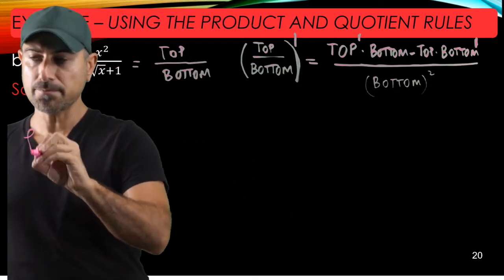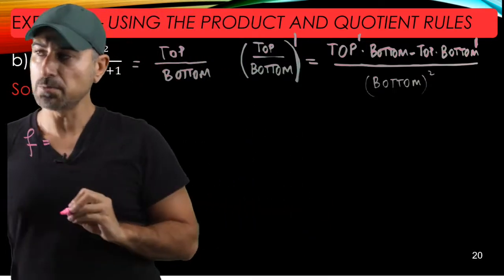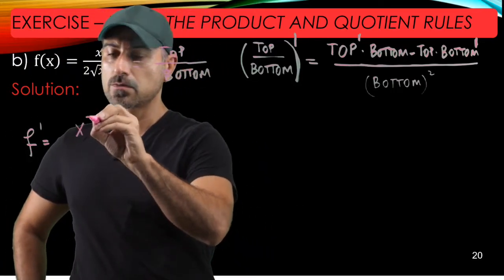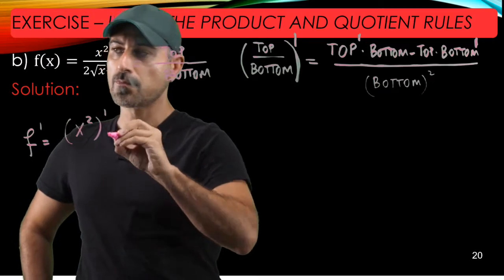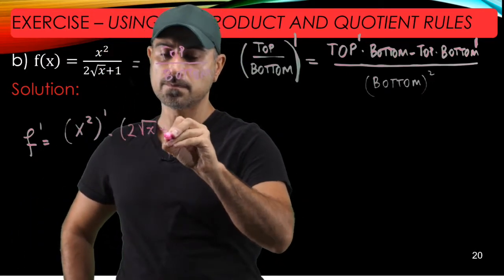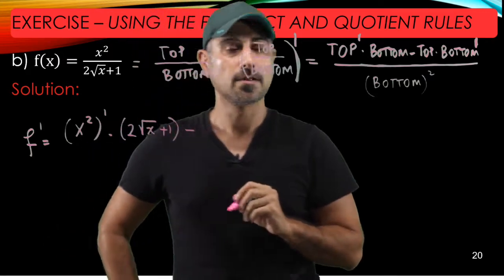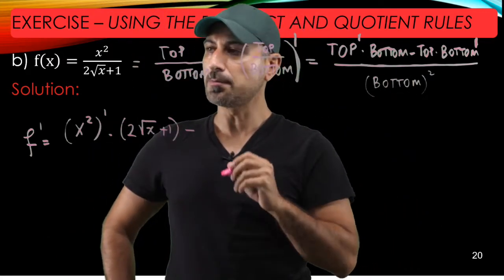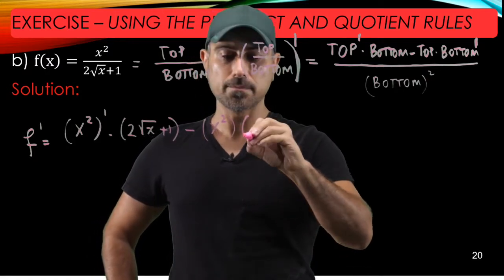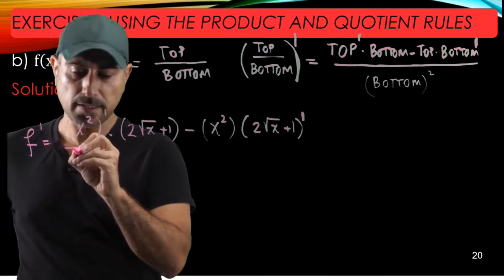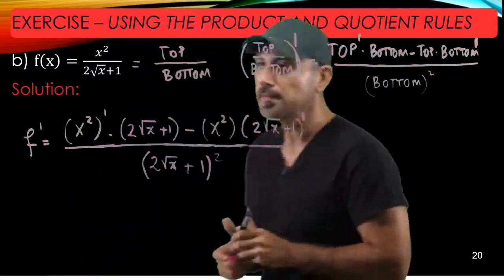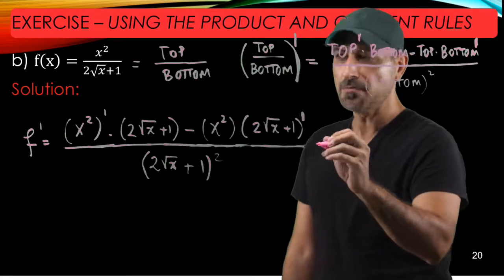So f prime will be top prime times the bottom, minus top times the bottom prime. So x squared and bottom prime. And all divided by bottom squared. Okay. Let's simplify this expression.